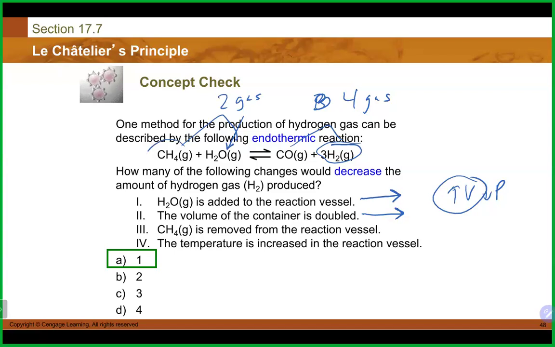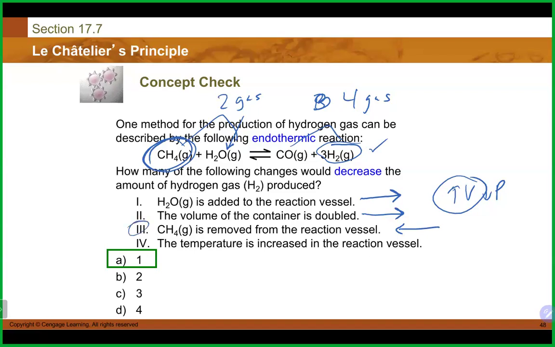CH4 is removed. CH4 is a reactant. That's going to decrease our reactants and increase our products, and it's going to shift towards that hole we just made. And that would actually decrease the H2 in this case, because it's shifting away from it. So that would be the one there.